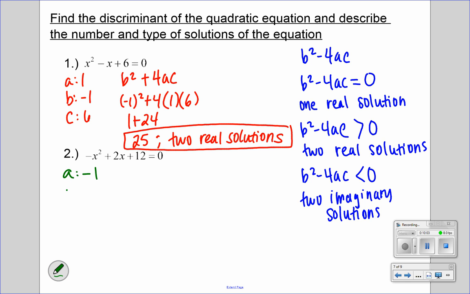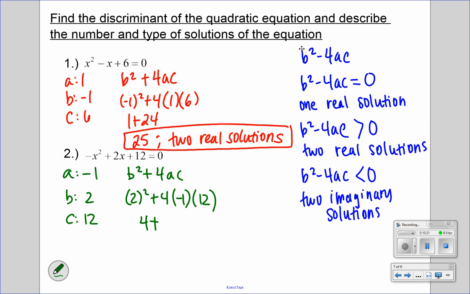a is -1, b is 2, c is 12. Plug into b squared minus 4ac. b is 2, a is -1, c is 12. So this is going to be 4 plus, oh no, it's going to be negative because we have a -1 in there, so be careful. 4 minus 48, so we get -44. And since that is a negative number, it's going to be 2 imaginary solutions.